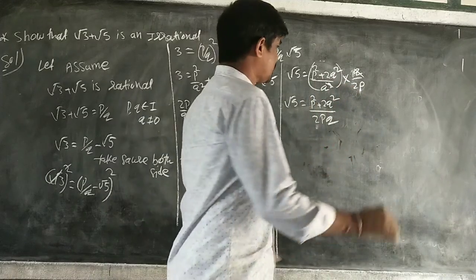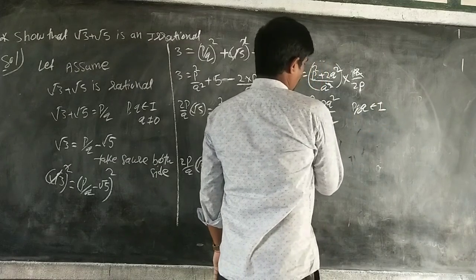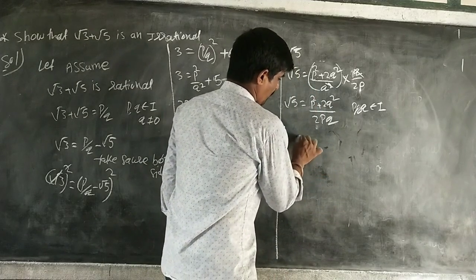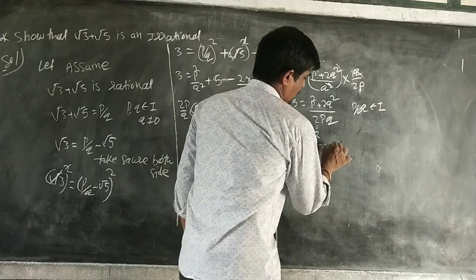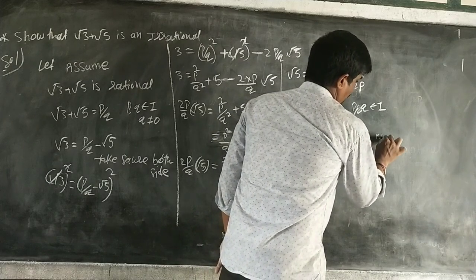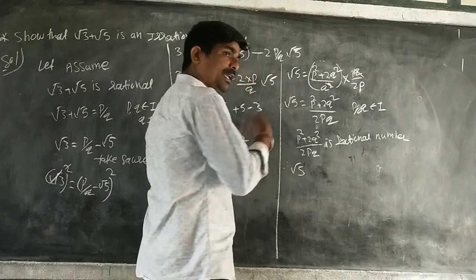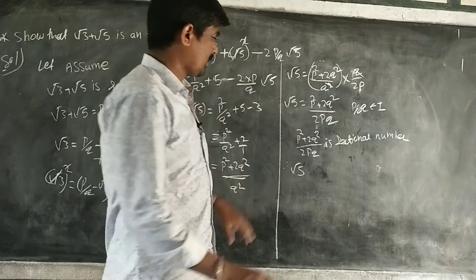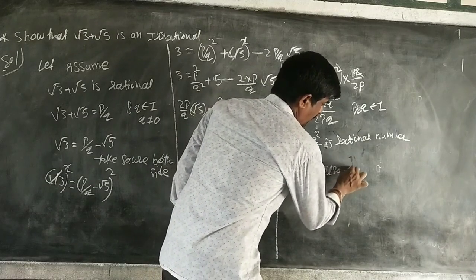This is a rational number because P, Q are integers. Therefore, P square plus 2Q square by 2PQ is a rational number. But clearly observe, therefore root 5 is also a rational number.